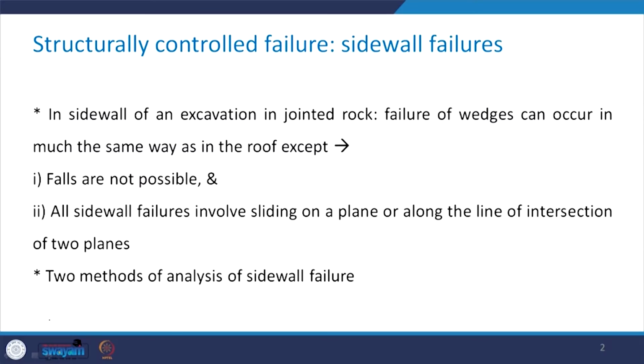In the side wall of an excavation in jointed rock, the failure of wedges can occur in much the same way as in the case of the roof, except that in these cases falls are not possible. All side wall failures will involve sliding on a plane or along the line of intersection of two planes. Two methods of analysis are available for the side wall failure. Let us have a look at the first method.